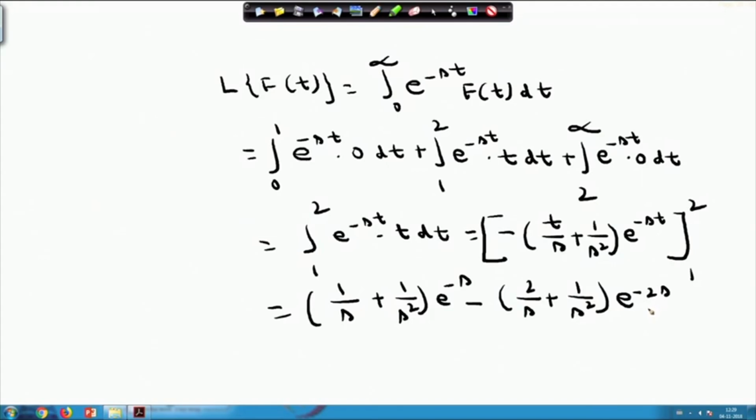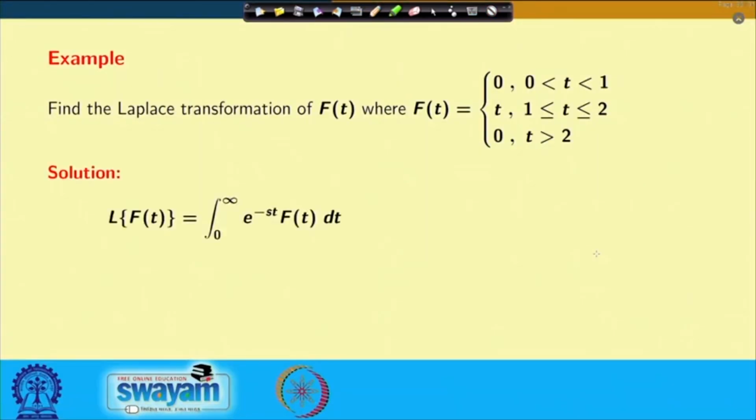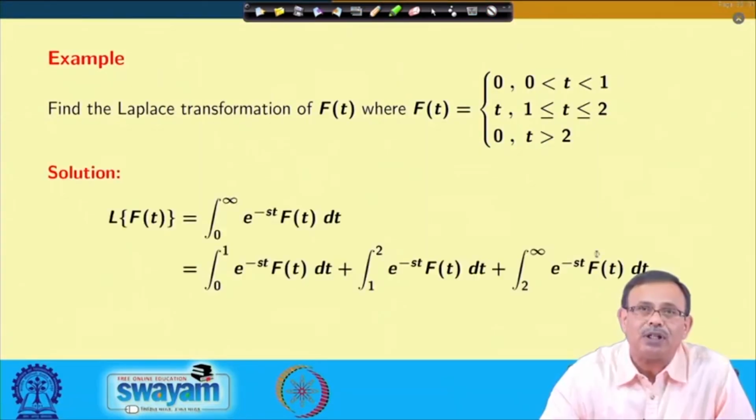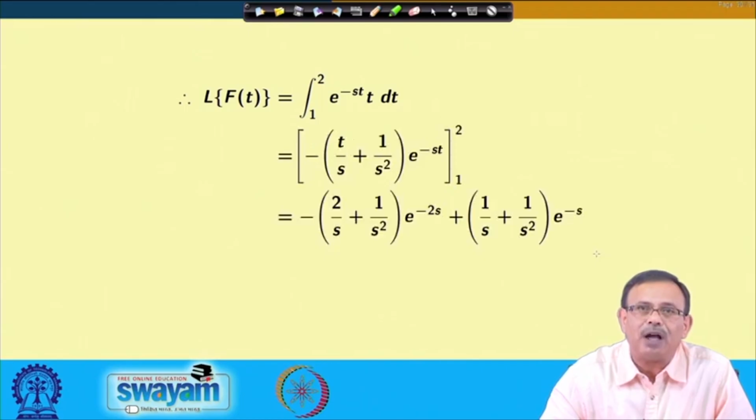Whenever you have a function which is defined in many intervals, you simply break the 0 to infinity integral into those many intervals, like we did here: 0 to 1, 1 to 2 and 2 to infinity, and you can solve the problem this way. If I evaluate, I am obtaining this.